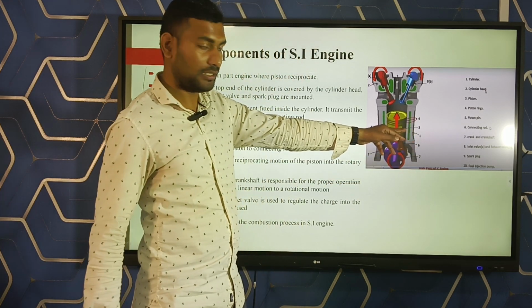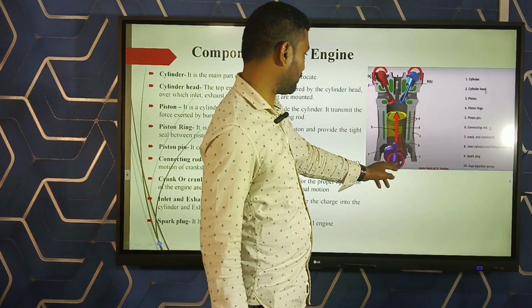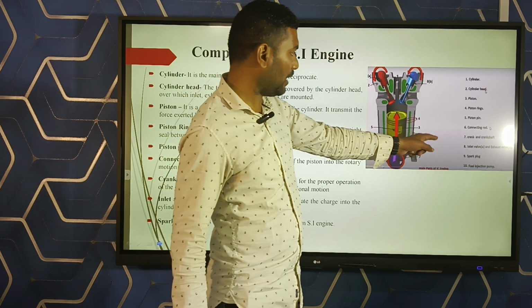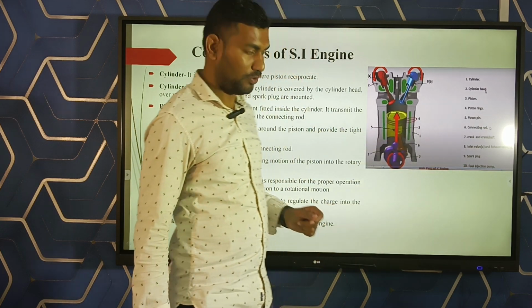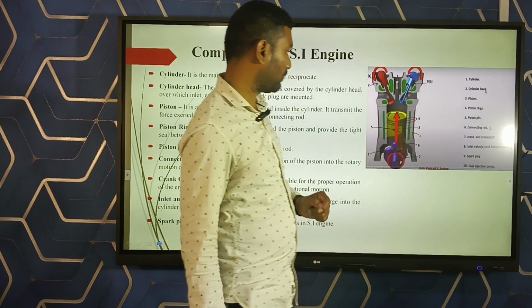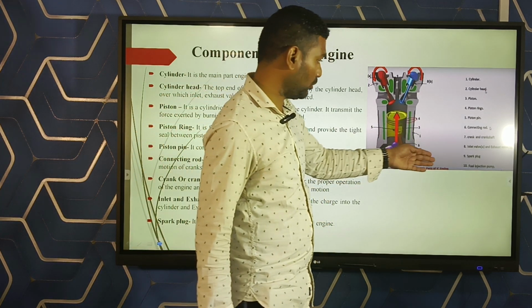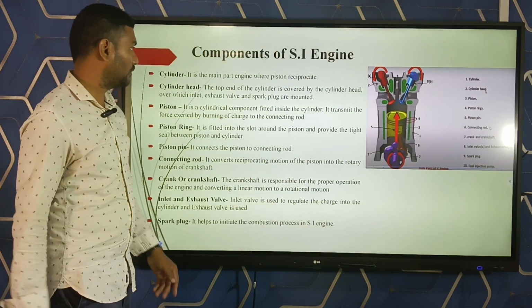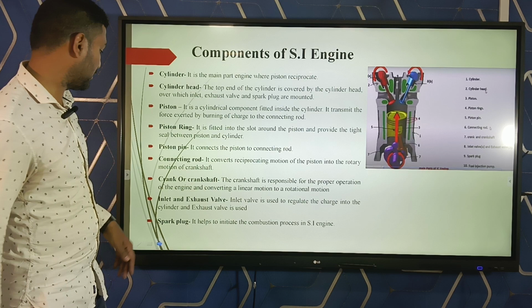Seventh, crank and crankshaft. Then eighth component is your inlet valve and exhaust valve. Then ninth component is your spark plug, and last component is your fuel injection pump. This is your full diagram of components of SI engine.